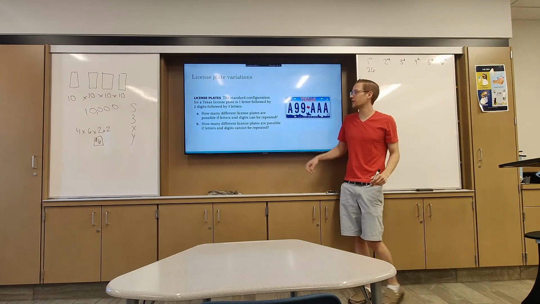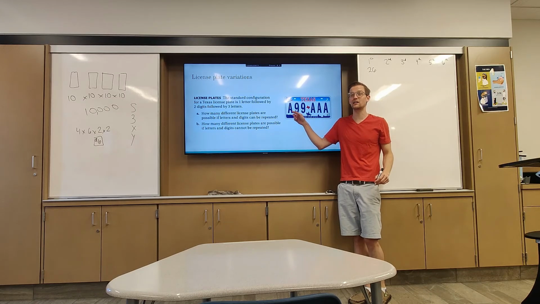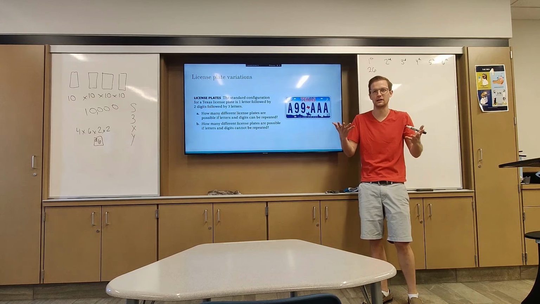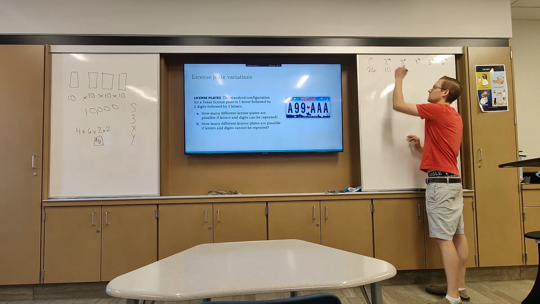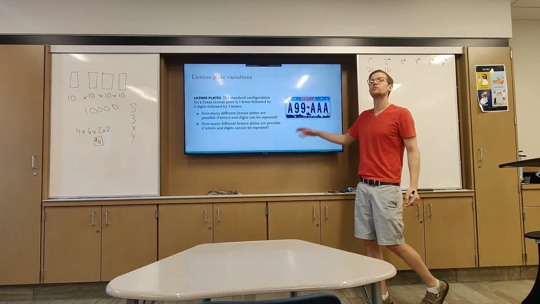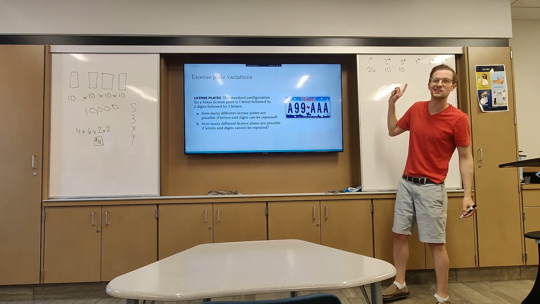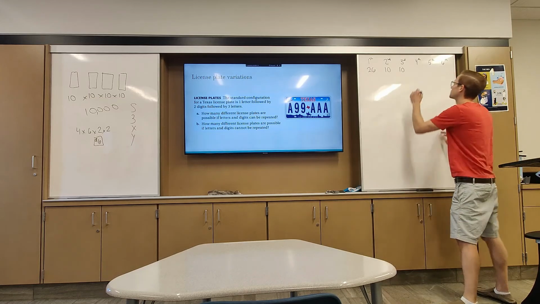Okay, how many different options do I have for the second spot? 10. I have 10 different options, 0 and then 1 through 9. How many options do I have for number 3? 10 again, because it's another digit. What about 4th, 5th, and 6th? 26, 26, 26.